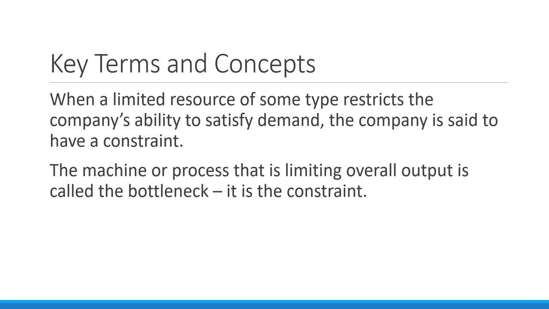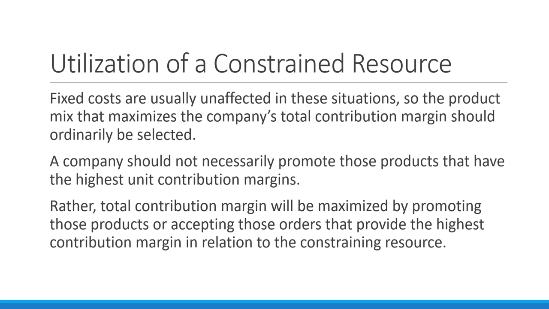This means that we have a part in our production process that can only do so many things per day or per hour. So it becomes a constraint to the process. We can only make as many things as what this constraint is available to make. Our fixed costs are unaffected in these situations usually. So it's the product that maximizes the total contribution margin that we should select.